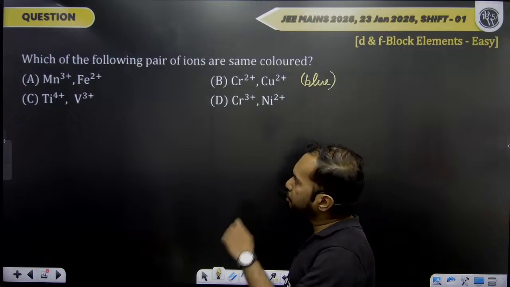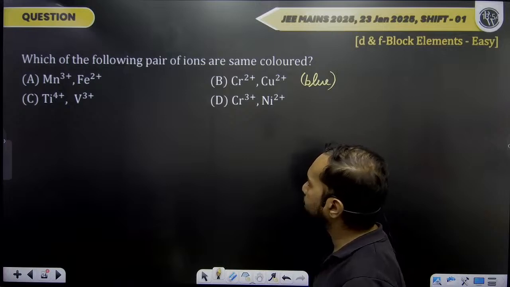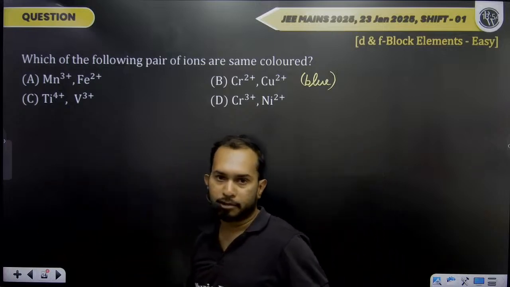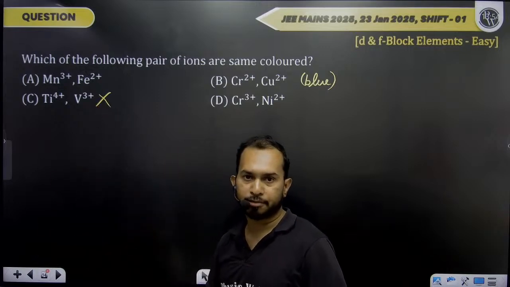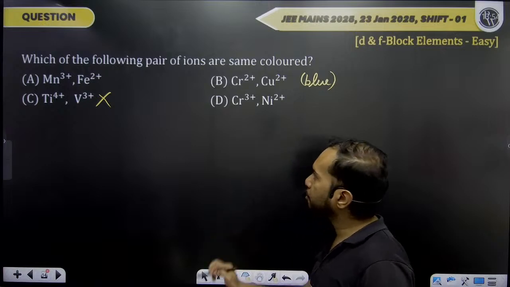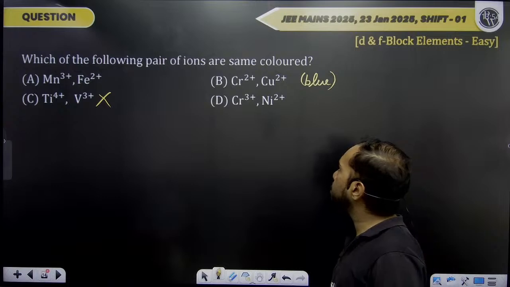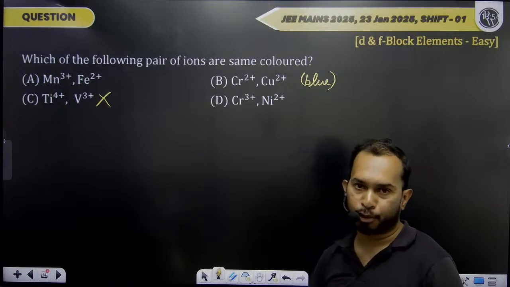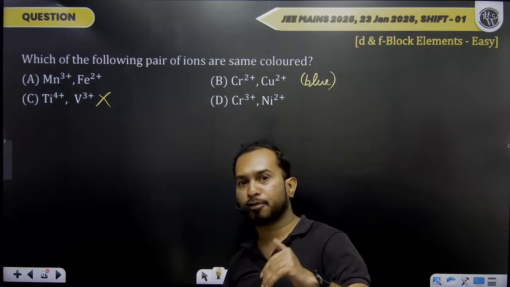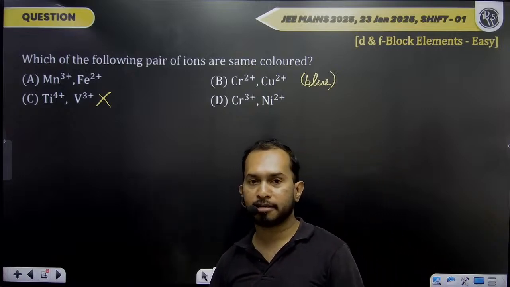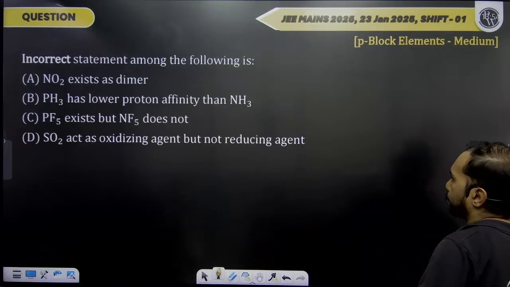In this question, you can eliminate some of the options. Like titanium +4, d-d transition is not possible, so it will not show color. Vanadium +3, this will also not show color here, so you can eliminate option C. For all the other options, you would have to memorize this. So chromium +2 and copper +2 show blue color. The third question of inorganic chemistry is also taken directly from the NCERT table. Let's move on to the next question.